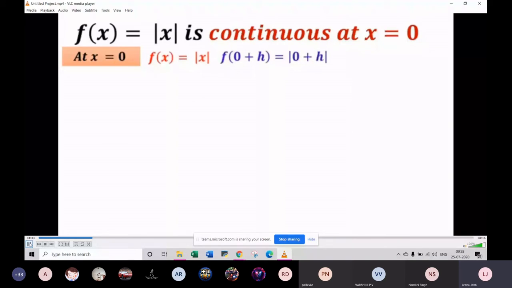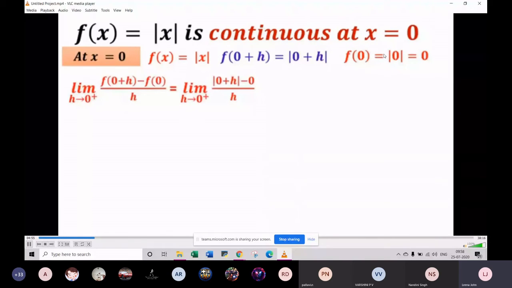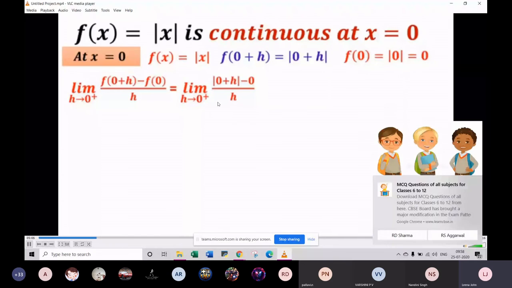Now, how to find the differentiability? You see, what is f of 0 plus h? It is modulus of 0 plus h. f of 0 is modulus of 0. Now, to find the differentiability, you find the left-hand derivative at 0 and the right-hand derivative at 0. If both are equal, then we can say that the derivative of the function at x equal to 0 exists. Okay.